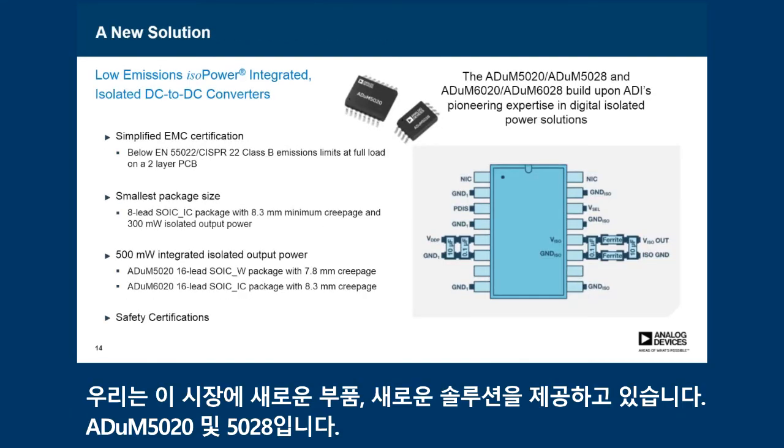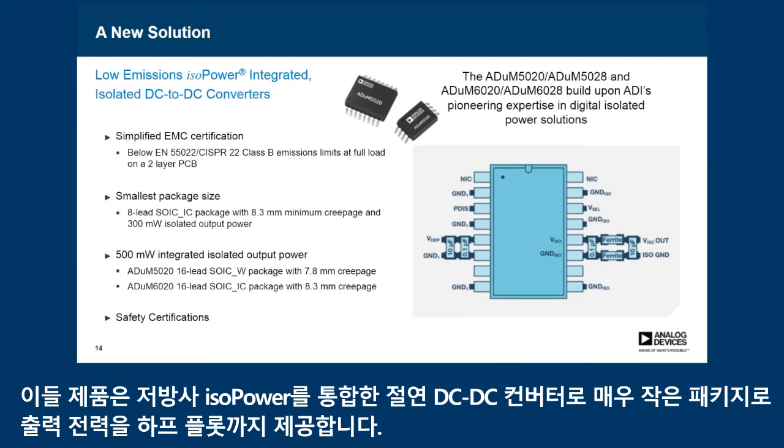So we have a new solution on the market. This is the ADuM5020 and 5028. These are low-emission, isoPower integrated, isolated DC-to-DC converters. And in a very small, compact set of packages, they provide up to a half watt of isolated output power.